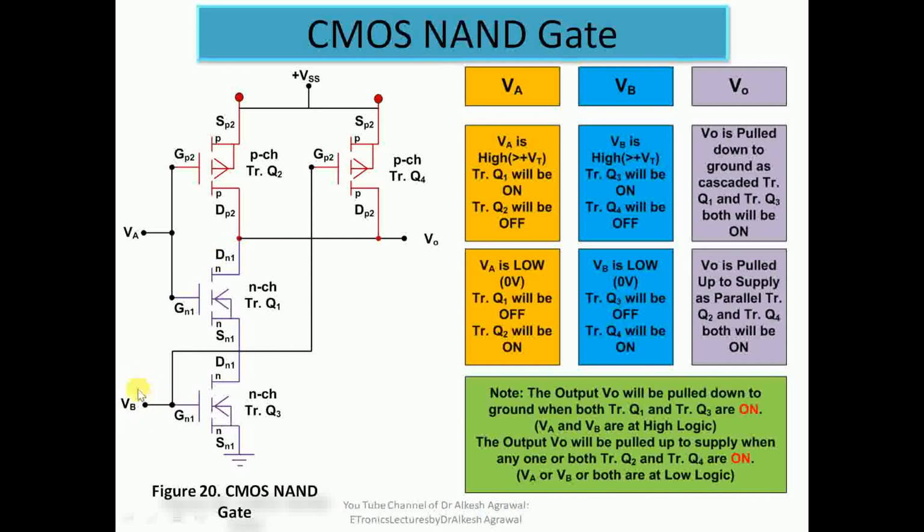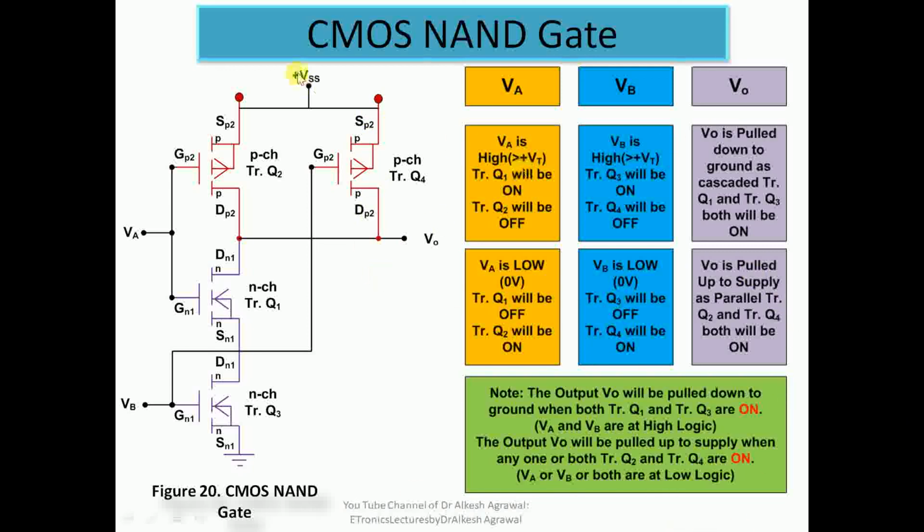Similarly, when VB is given a low logic, Q3 will go into cutoff mode, and again, since they both are connected in cascaded form, as a single unit they will be cut off from the output. Or when both are given a low logic, again Q1 and Q3 will be cut off from the output. So in all the three cases, when VA is low or VB is low or both are low, the output will be pulled up by the supply, because in that case transistor Q2 or Q4 or both will be in on state, and V output will be pulled up by the supply.